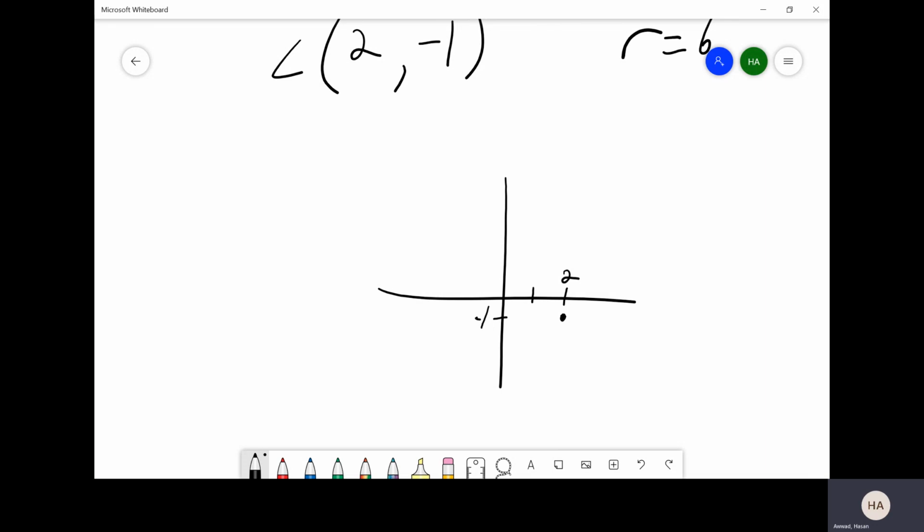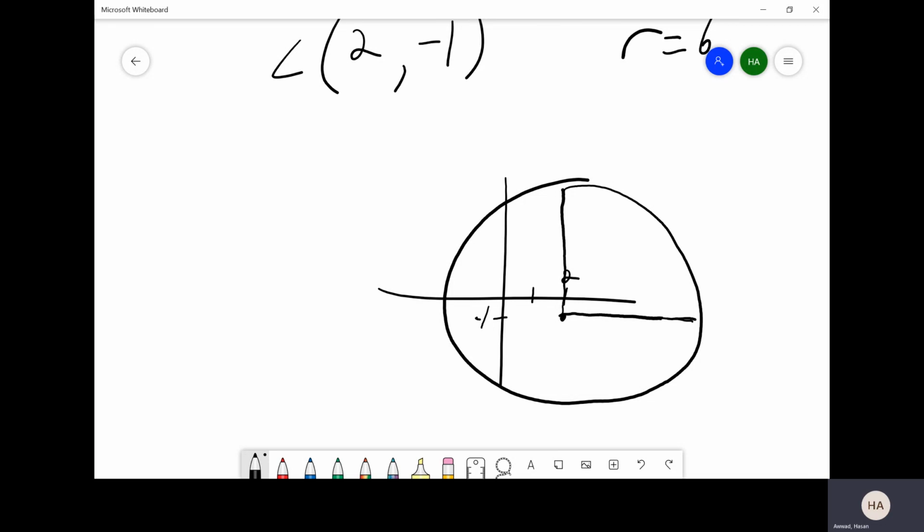And again, this is just a rough sketch. I'm not really trying to belabor this point here. But we're going 6 units in any direction, so that means we're going to be going 6 units up, which is going to be probably right about here, and 6 units over. Oops, I pushed my tablet. That's unfortunate. And about 6 units in this direction as well. So when we're all said and done, we're going to get something like this for our circle.